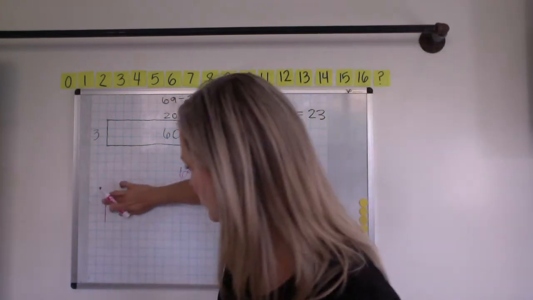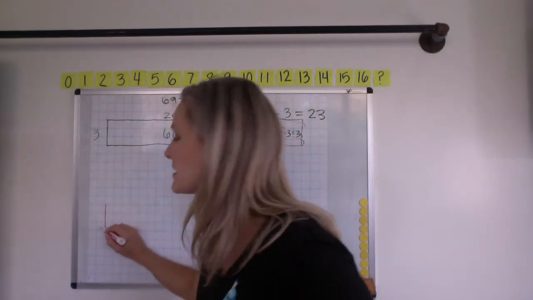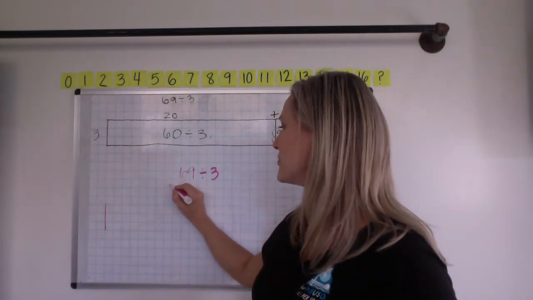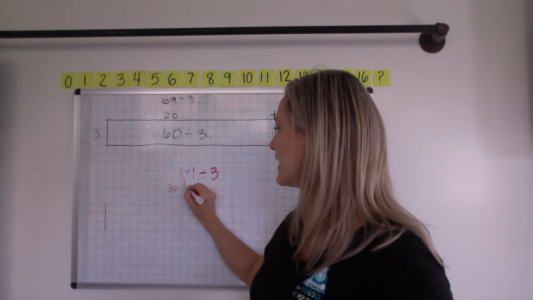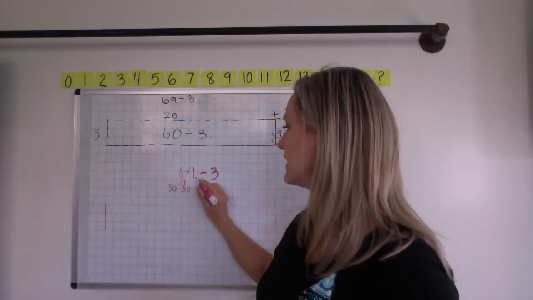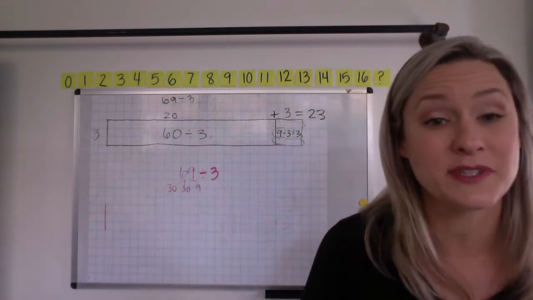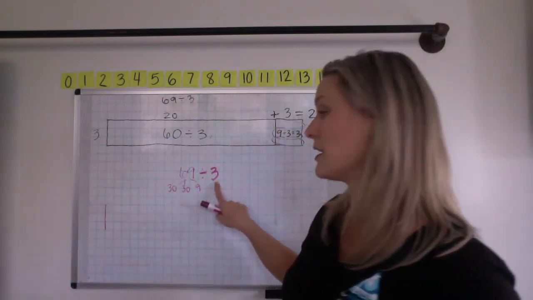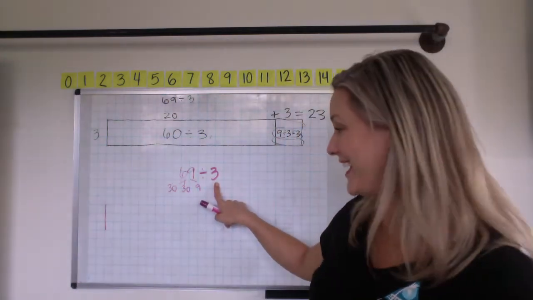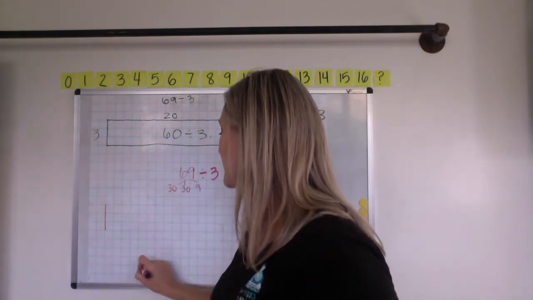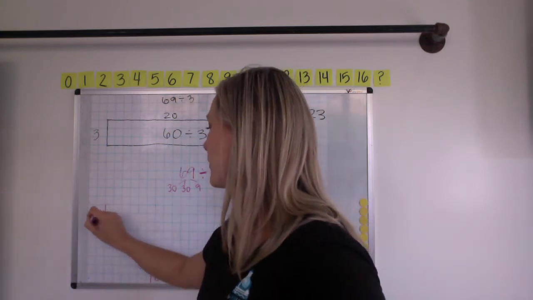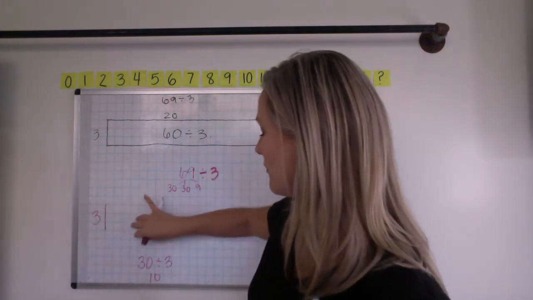But maybe, give myself more room. Plan ahead a little bit more this time. Maybe we'll break it into a 30 and a 30. That makes 60. And then a 9. Maybe you would do it that way, right? So let's check it out. 30 divided by 3 is 10, right? So 30 divided by 3 is 10. So I'm dividing by 3 right here.